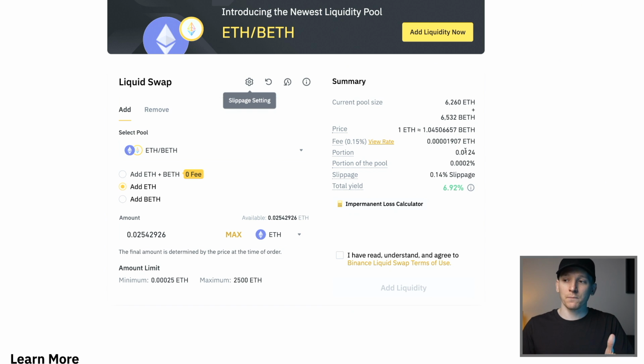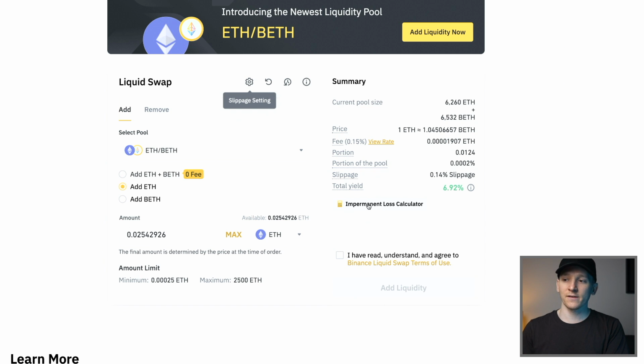If you have a very large amount, you could really suffer a lot of slippage, especially in a small liquidity pool. So this is just something to keep an eye on. You can see the slippage is 0.14% of the trade when I'm putting in. So you're going to have to take that away from the yield as well that you're getting.